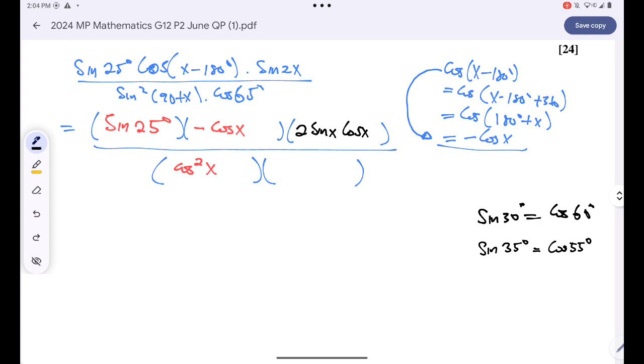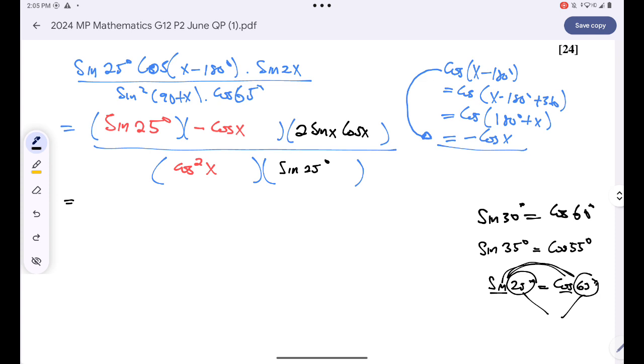Are you together? So over there, sine of 25 degrees is equal to the cos of 65 degrees. Sine and cos are co-functions of each other, and since the sum of the angles is 90, that's why these two are equal. So I can substitute cos 65 with sine 25 degrees.